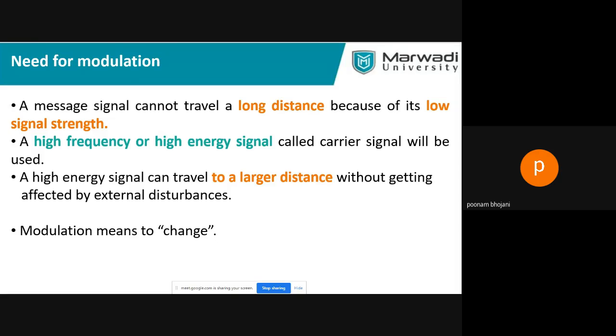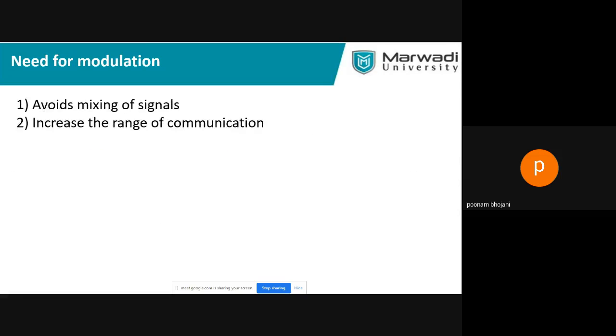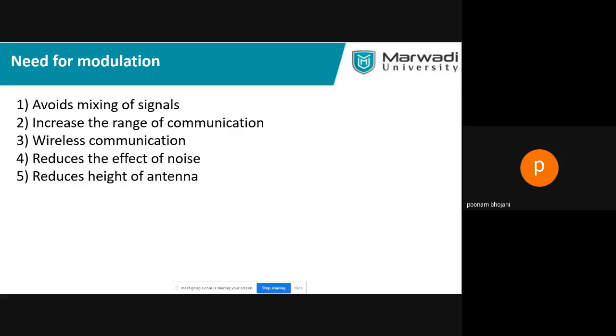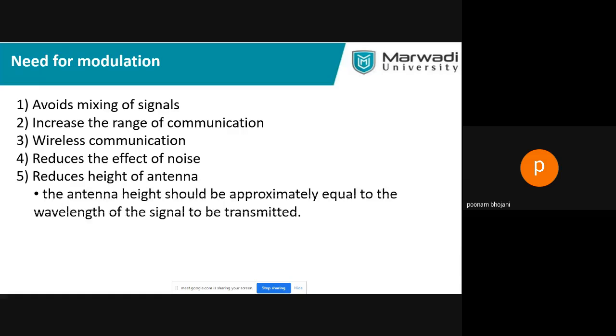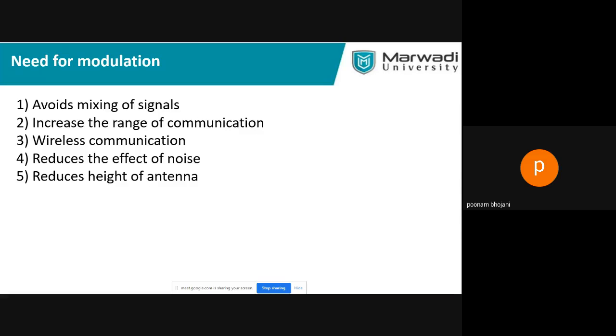Modulation means to change. We have seen this in the video also. Modulation means we are changing the signal, changing the frequency of the signal. So first is avoids mixing of the signal. Second is increase the range of communication. Third is wireless communication is possible. Fourth, reduces the effect of noise. Five, reduces the height of the antenna. These are the five important needs for modulation, everyone. You must know why these are the advantages.